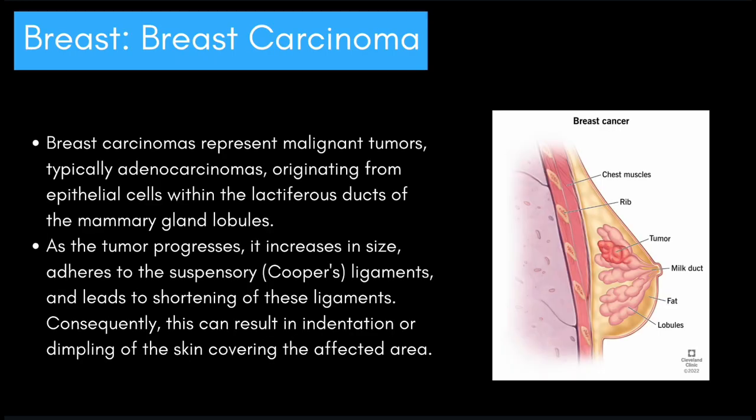Moving on. Next, we're going to be talking about breast carcinoma, also known as breast cancer. Breast carcinomas represent malignant tumors, typically adenocarcinomas, originating from epithelial cells within the lactiferous ducts of the mammary gland lobules. As the tumor progresses, it increases in size, adheres to the suspensory ligaments, also known as Cooper's ligaments, and leads to shortening of these ligaments. Consequently, this can result in indentation or dimpling of the skin covering the affected area. Moving on, let's go ahead and look at some questions now.